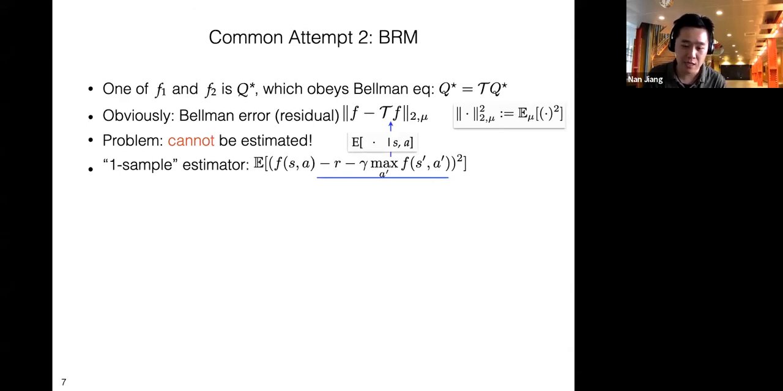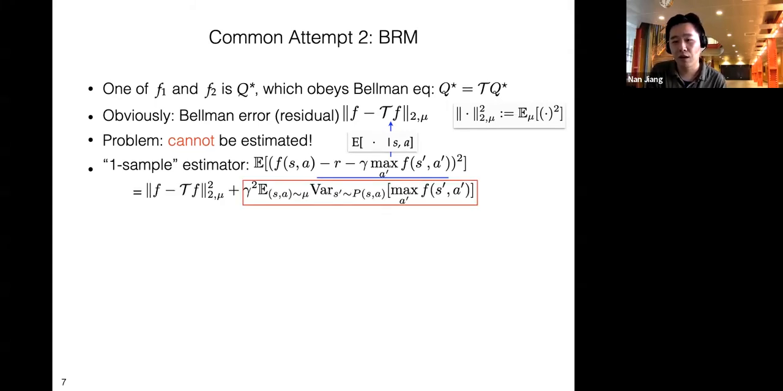The reason is that the most naive estimator you can think of is this, sometimes called the one sample estimator. And this estimator makes sense because the reward plus gamma times the value of the next state, if you take conditional expectation of it, conditioned on the current state action, is precisely the Bellman update evaluated at the current state action. So at first glance, it's very close to what we are trying to estimate.